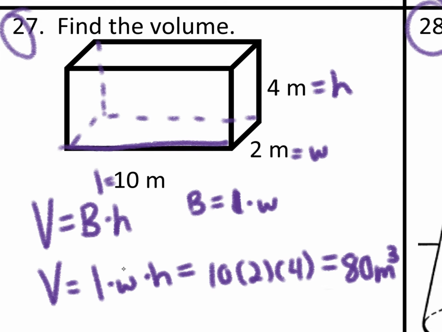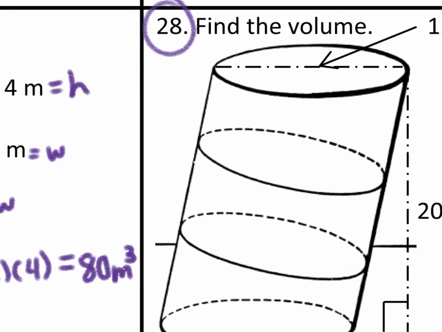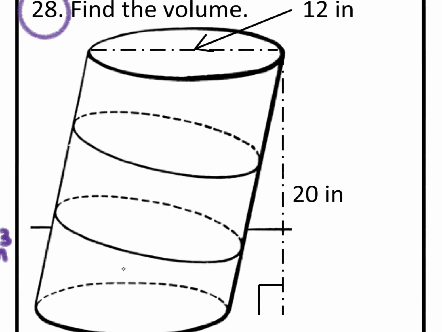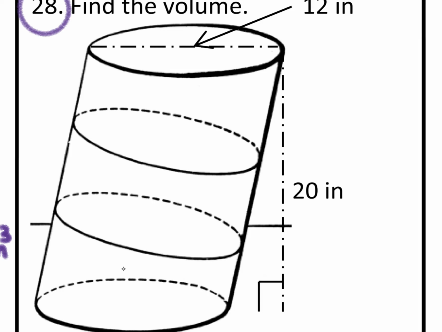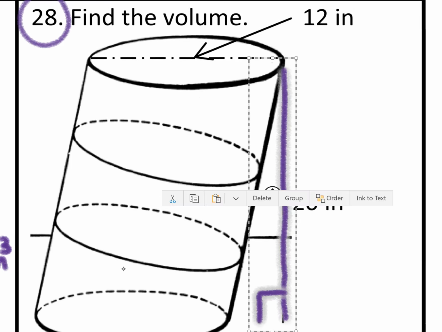Okay, so next problem. In this problem, we got a kind of weird looking cylinder here. It's called a slanted cylinder. And so notice what's important on this is that the height is not that slanted line that's actually part of the cylinder. It's not that piece, but it's actually the straight up and down piece that's perpendicular to the ground. A height is always perpendicular to ground.